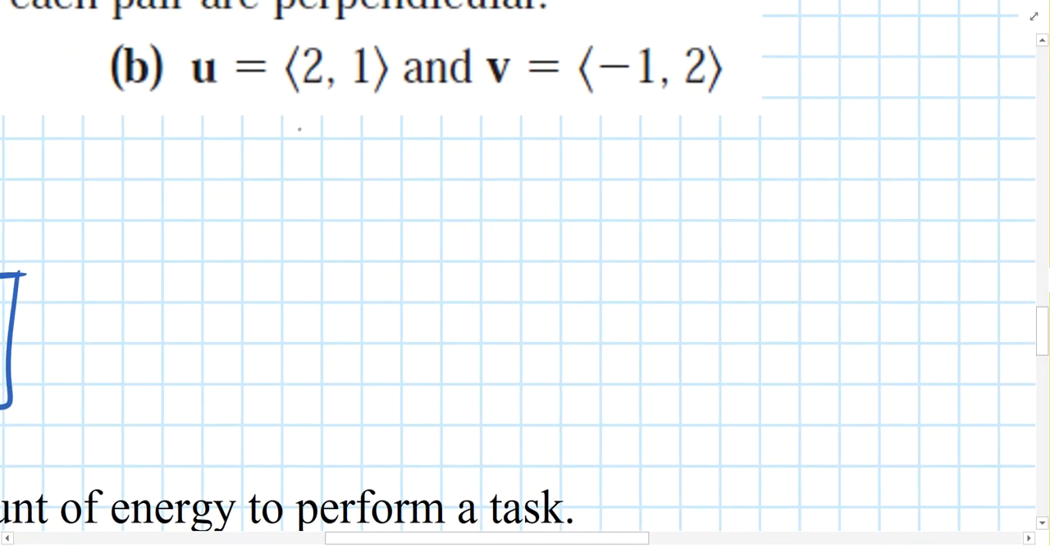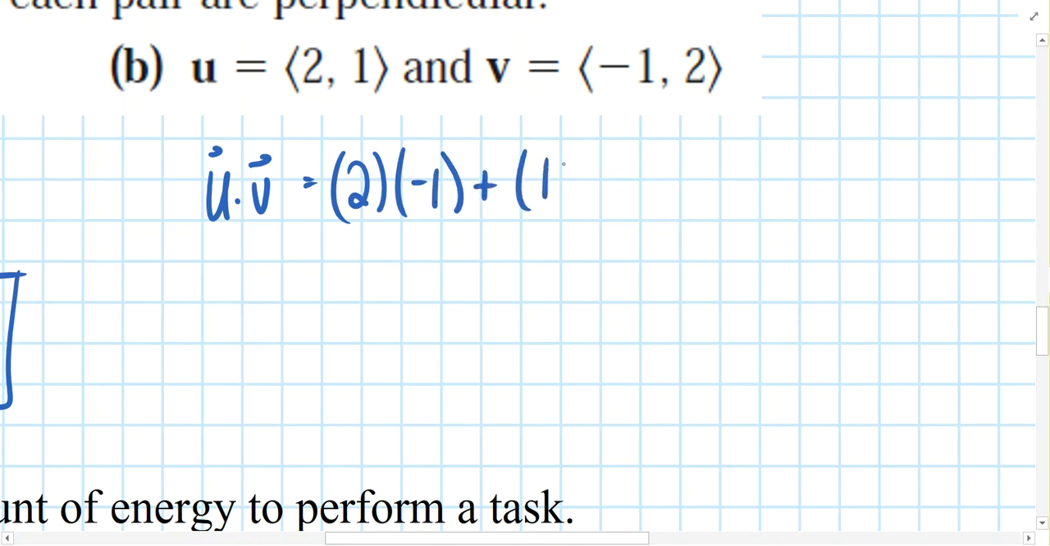In the second example over here, we can do the same thing. If we dot u and v, we would like to see an answer equaling 0 to determine if these are perpendicular or not. Well, the horizontal components multiply together, and we add that with the vertical components. And sure enough, negative 2 plus 2 is equal to 0. Therefore, the vectors are perpendicular.